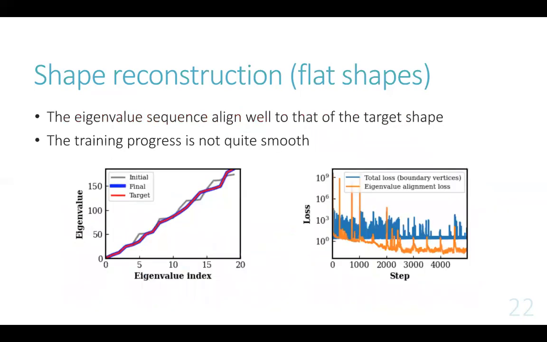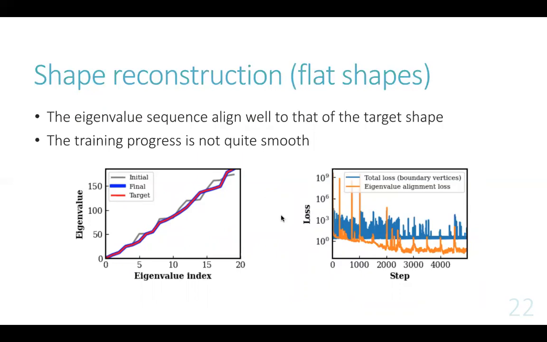We also visualize the eigenvalues to make sure the values actually become closer to the target. The initial eigenvalues are plotted in the gray line, and the target eigenvalues are plotted in the red line. Our final reconstructed eigenvalues have become close to the target ones.